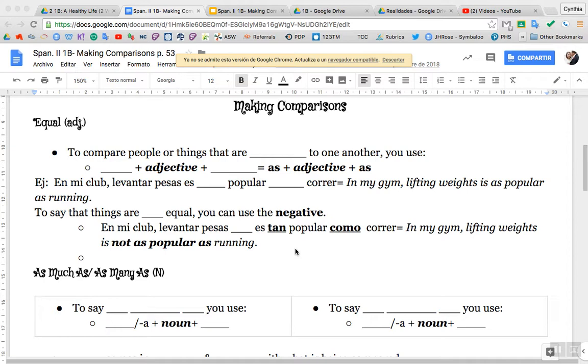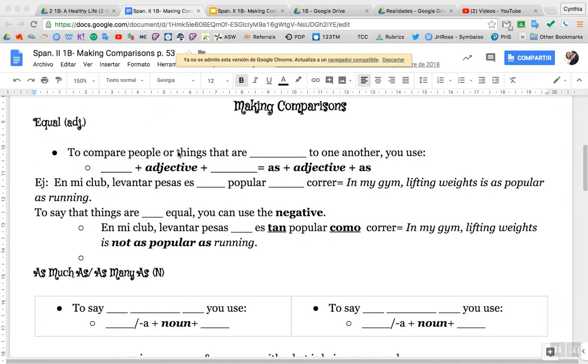So we can compare a description of something using an adjective. We can also compare an amount of an actual thing, being that would be a noun. So the first thing we're going to say is if something is equal.